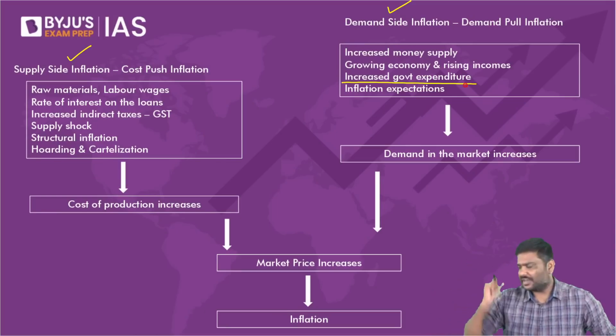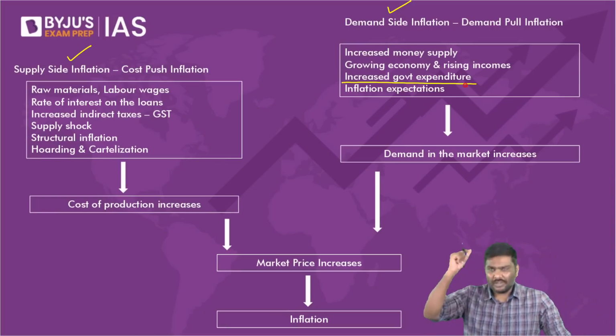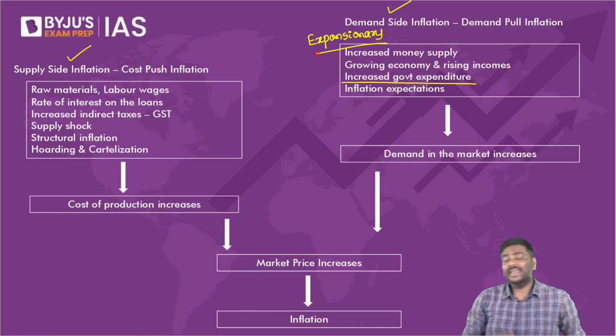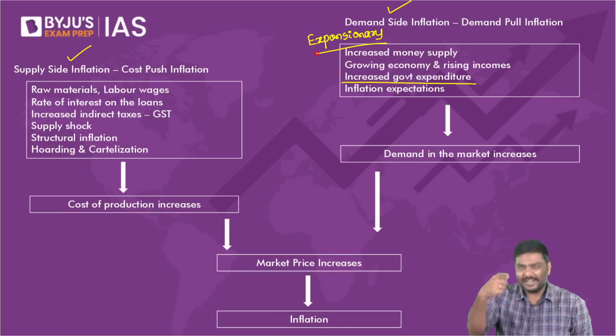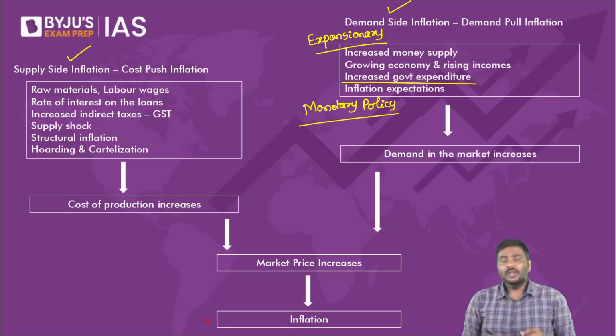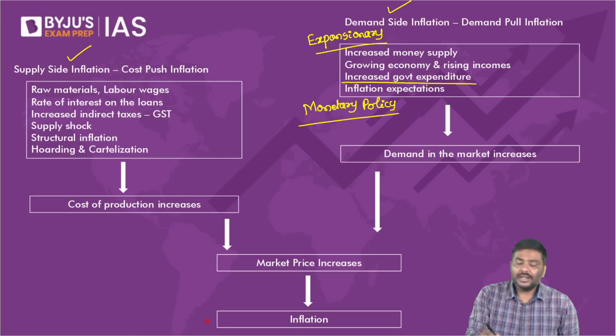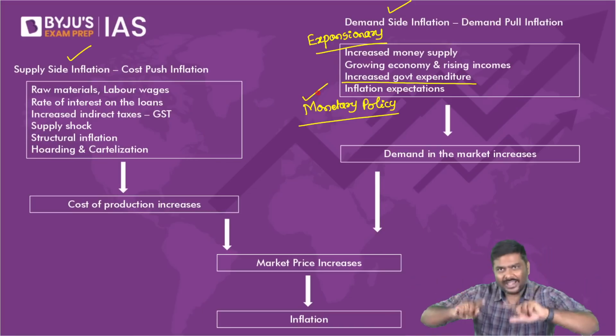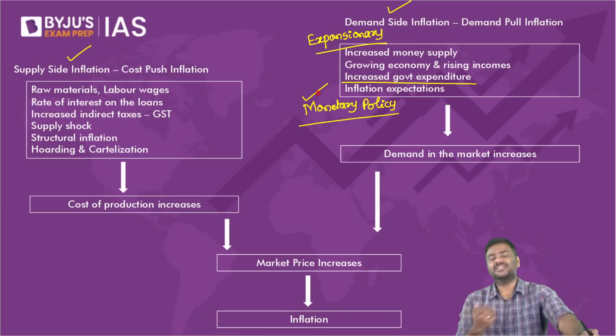RBI will reduce interest rates. That is, RBI will follow expansionary policy. Any problem with the term here? And I'll give you a technical term here: monetary policy. Earlier we discussed fiscal policy. Now I'm introducing one more term to you. Monetary policy simply means the Reserve Bank of India will use various measures to either increase or decrease money supply.